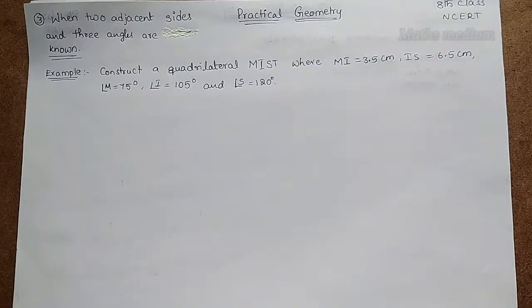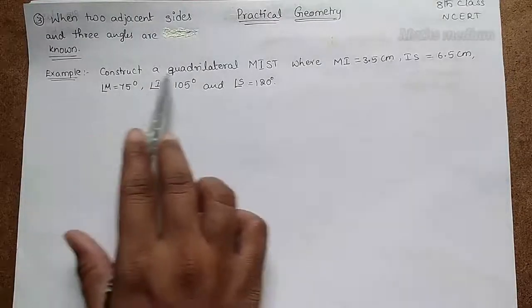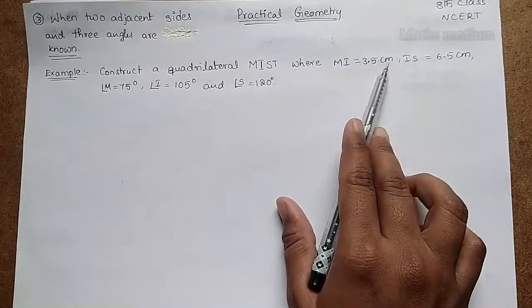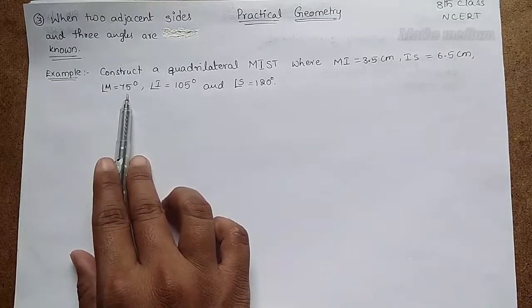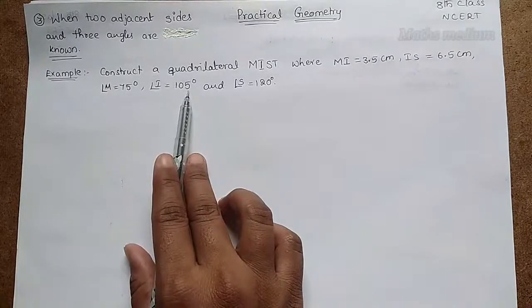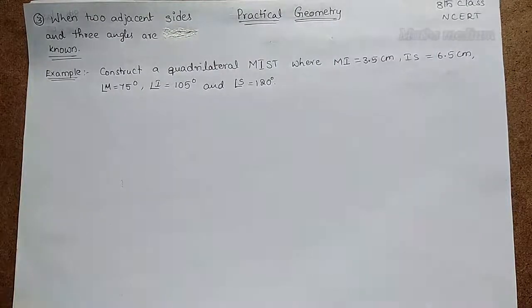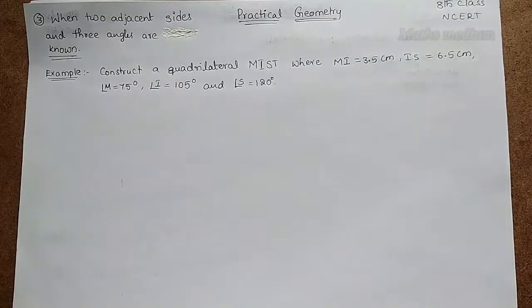So see this example, then you will understand this case well, where 2 adjacent sides and 3 angles are known. Okay, let's start the example. Construct a quadrilateral MIST where MI is equal to 3.5 centimeters, IS equal to 6.5 centimeters, angle M equal to 75 degrees, angle I is equal to 105 degrees, and angle S equal to 120 degrees. So these are the given parameters of the quadrilateral MIST. So we have to construct this.